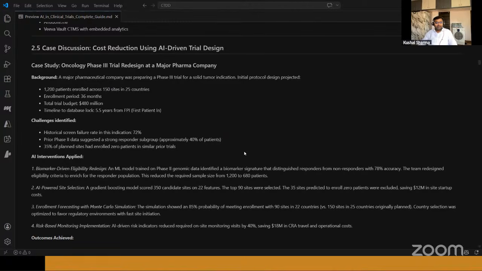first patient in. Now, what are the challenges identified? The challenges identified: historical screen failure rate in this indication 72%. Prior phase 2 data suggested a strong responder subgroup, approximately 40% of the patients. Then 35% of the planned sites had enrolled zero patients in similar prior trials. These are the challenges identified. Now, how AI interventions can be applied and can help.